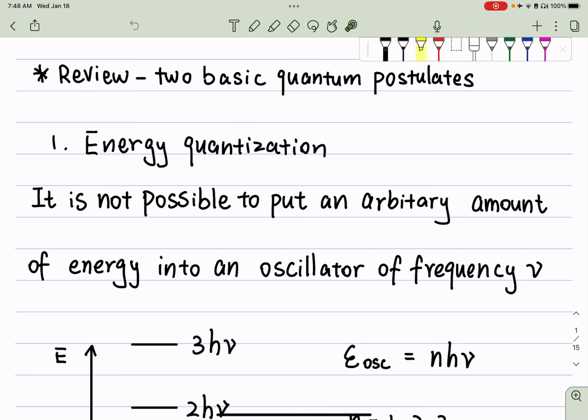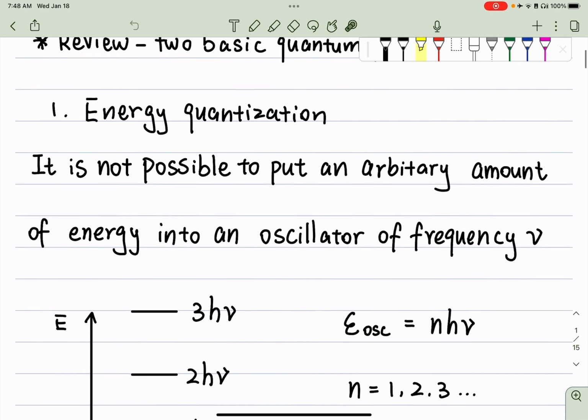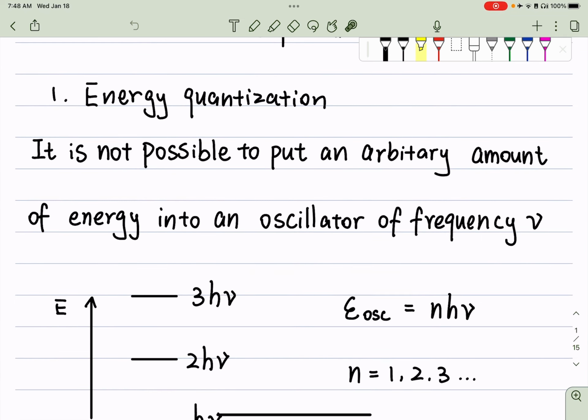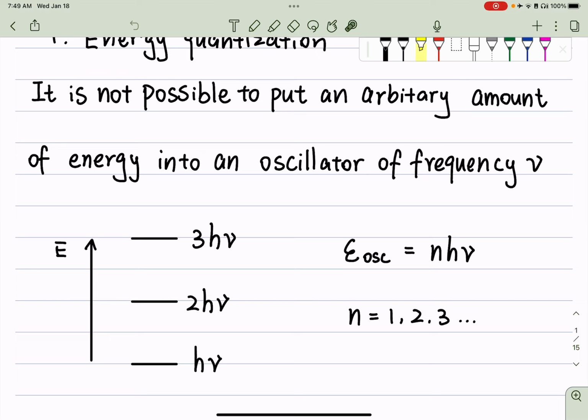In lectures 3 and 4, we went through two fundamental quantum postulates. Namely, the first one is called energy quantization, which is Planck's quantum hypothesis from lecture 3. What it states is that energy levels are quantized. It means it is not possible to put any arbitrary amount of energy into an oscillator of frequency mu.